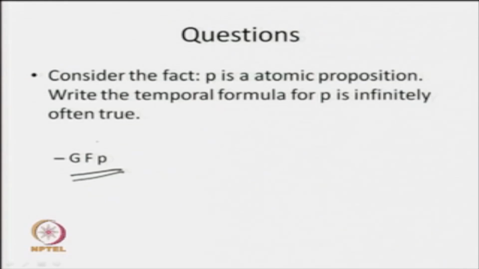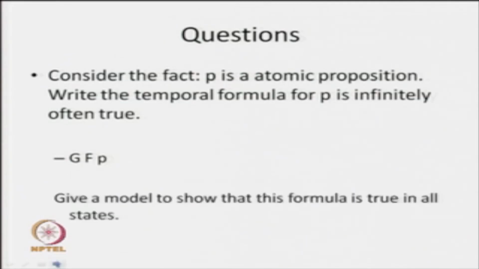So we are saying that p is infinitely often true. It is different from G p. If I say globally p is true, that is different. Infinitely often true means it is not always true, but it becomes true again after some instance of time. So that is why we are saying that globally eventually p holds, so it is infinitely often true. Now, can you give a model for this particular statement?